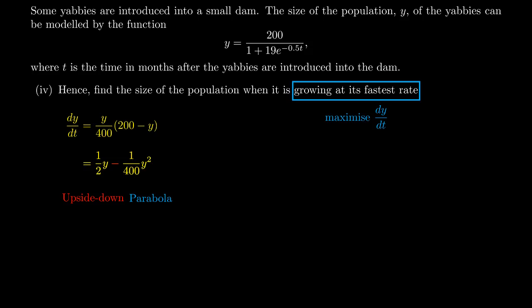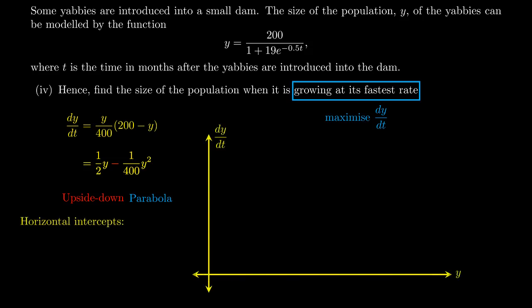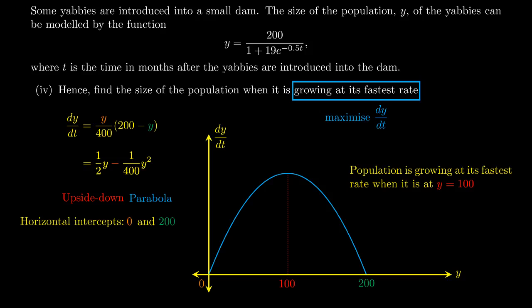Now if we look back on the first line, the expression they gave us, dy dt equals y over 400, 200 minus y, you see that that's factorized already. So you can read off horizontal intercepts as 0 from that one, and from the other factor, 200. So we've got intercepts 0 and 200. The upside down parabola must look a bit like this then, which means it's maximized halfway between those two, at 100. And so the population is growing fastest when y equals 100.